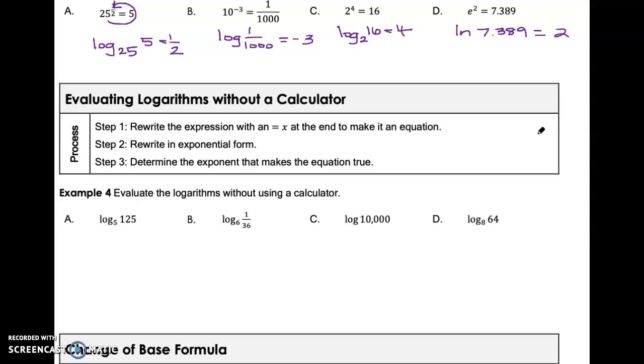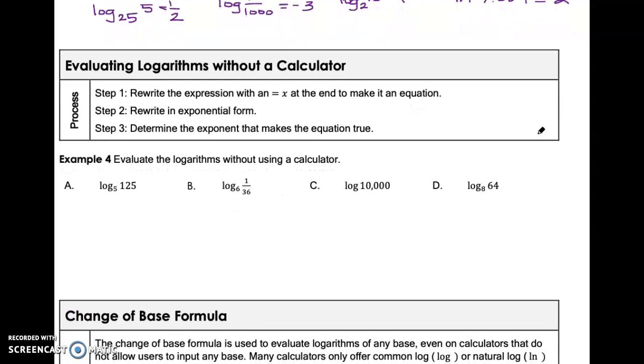So we can evaluate logarithms without using a calculator, because all we're asking ourselves here is what is the exponent that's going to result in this answer. So for some very straightforward, easy numbers, we don't need to use a calculator. And we can think about that rewriting strategy to help us evaluate.